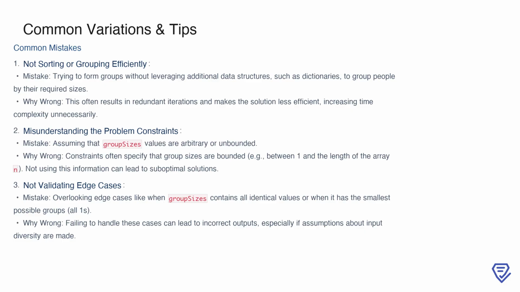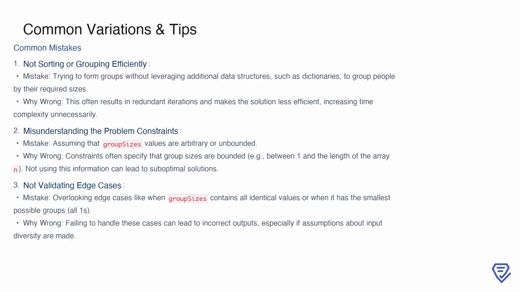For example, trying to form groups without utilizing a dictionary or hash map to organize people by their required sizes often leads to redundant iterations and an inefficient solution. This can unnecessarily increase the time complexity of your code. Another mistake is misunderstanding the problem constraints.